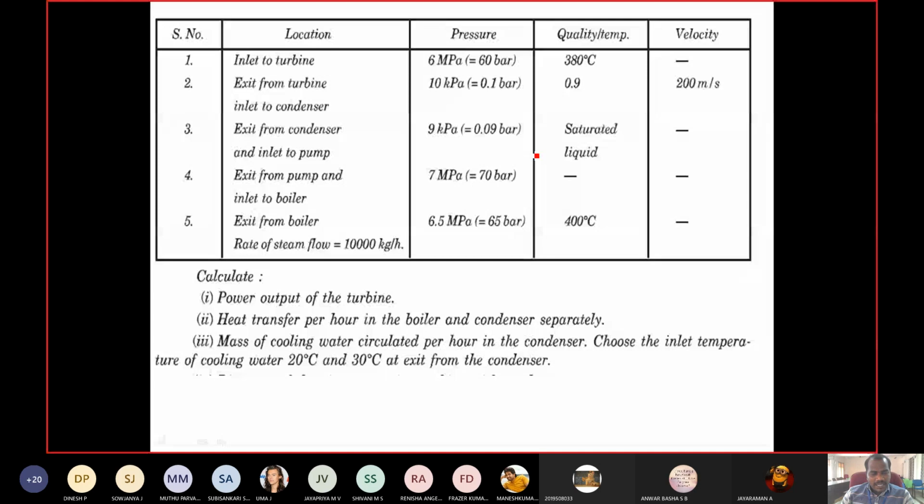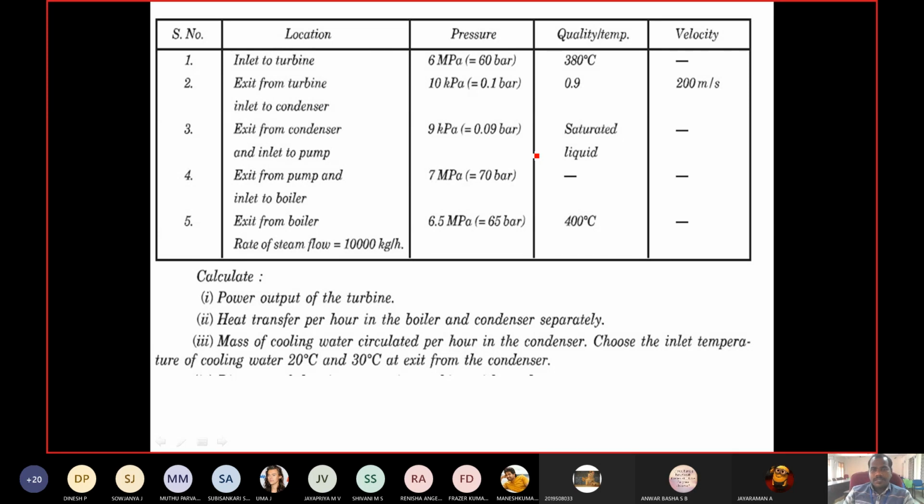Then we have to calculate the heat transfer per hour in the boiler and the condenser separately. So the heat transfer is to be solved. Then the mass of cooling water circulated per hour in the condenser, with cooling water inlet temperature 20 degrees Celsius and 30 degrees Celsius exit from the condenser. So yes, we can try to solve this problem.